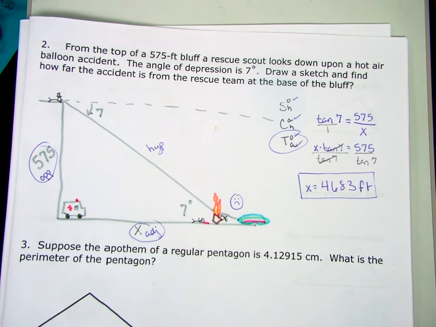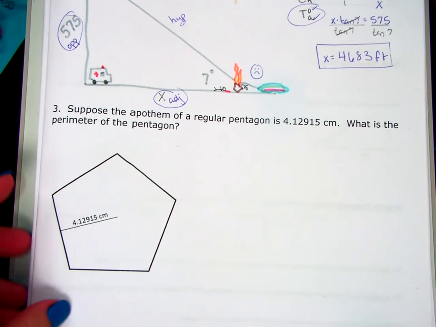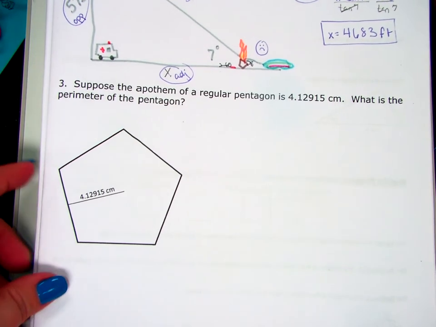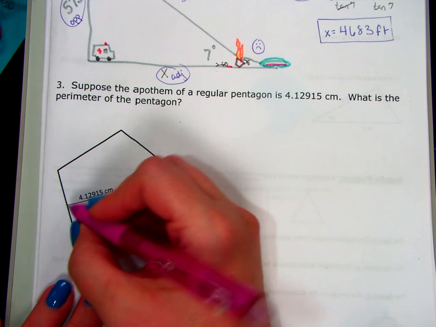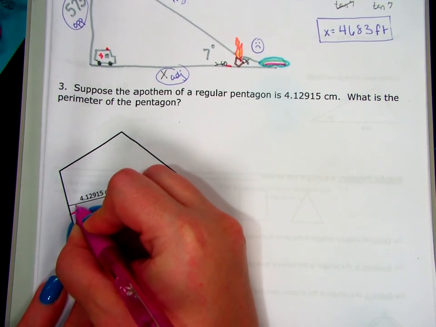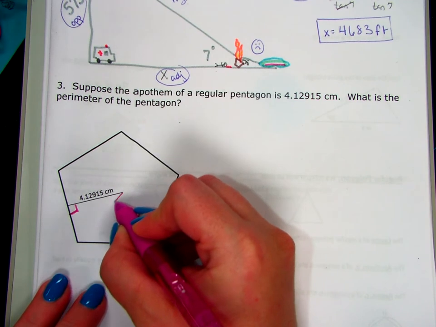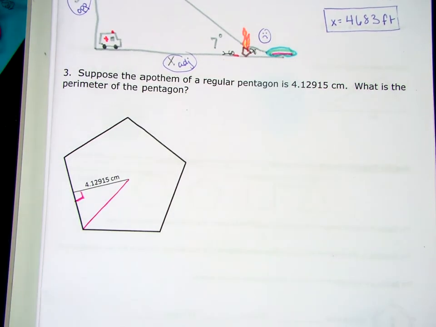All right, one more. Suppose the apothem of a regular pentagon is 4.12915 centimeters. What is the perimeter of the pentagon? Okay, so the first thing I'm going to have to do is I'm going to have a right triangle, right? That's the first thing we need to do. So I know my apothem is going to hit at a right angle. And then we can draw in the radius.